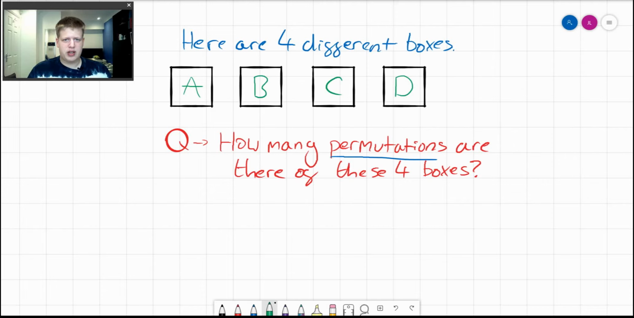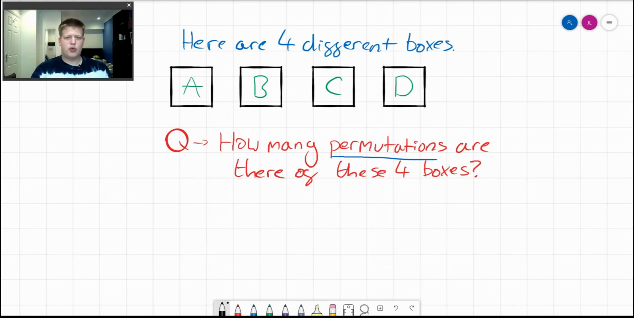Now the first thing you need to know is what a permutation is. Very simply, a permutation is just one arrangement of these 4 boxes. So for example, B, D, A, C is one permutation. Another permutation would be C, A, D, B. Another permutation would be A, B, D, C. These are all permutations, they're just different arrangements of the same 4 boxes. And I want to know how many permutations there are in total.